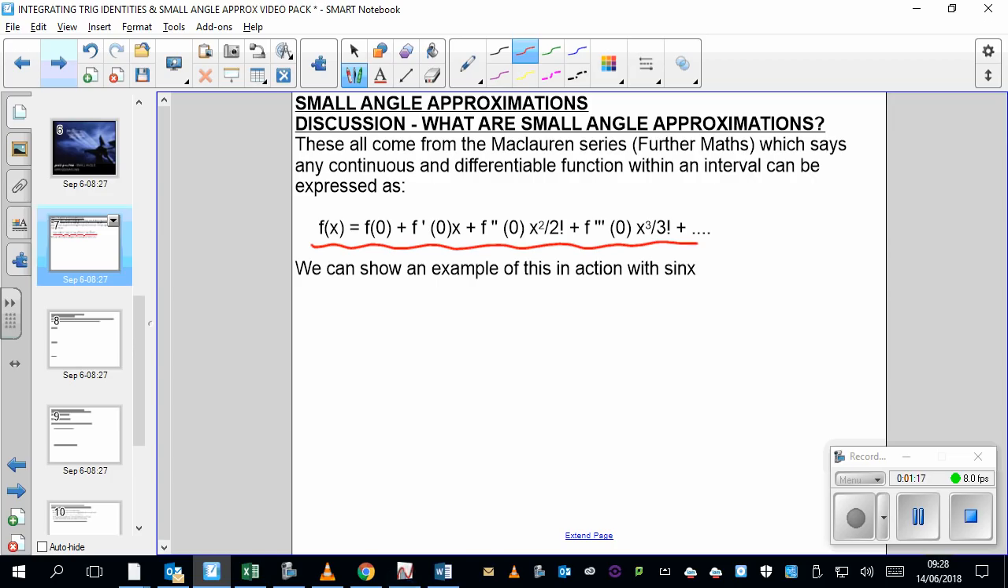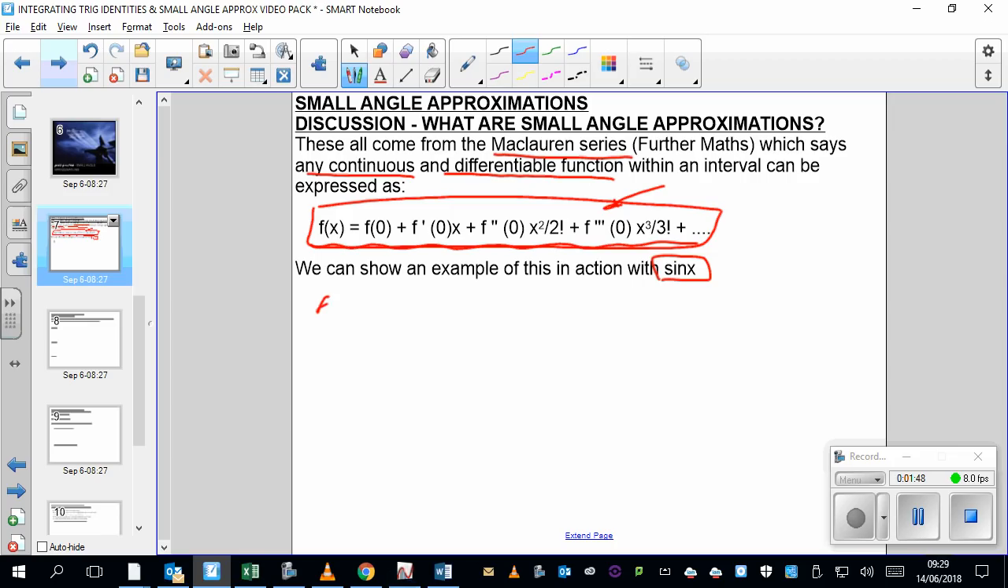from. But what's great about the Maclaurin series is that essentially any continuous function within an interval, so i.e. there's no breaks, there's no asymptotes or anything within that interval, and it has to be differentiable everywhere within that interval, can be expressed as this polynomial here. Okay, so what we're going to do is we're going to quickly build one. So I'm going to show you how sin x can be written as a polynomial like this.